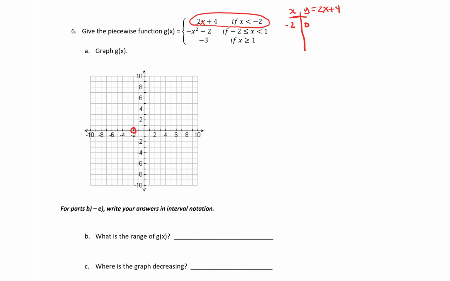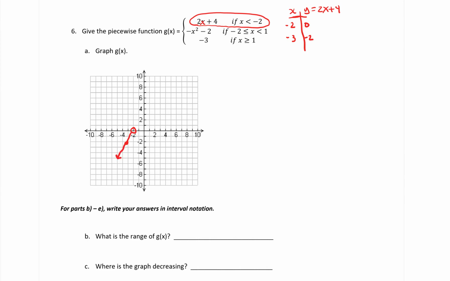So now when I choose values for my point for that first equation, they have to be less than negative 2. So negative 3 is less than negative 2. And so 2 times negative 3 is negative 6 plus my 4. That gives me negative 2. So for x equals negative 3, I have a point at y equals negative 2. Again, I know that this is a line, so it's going to extend down like this.